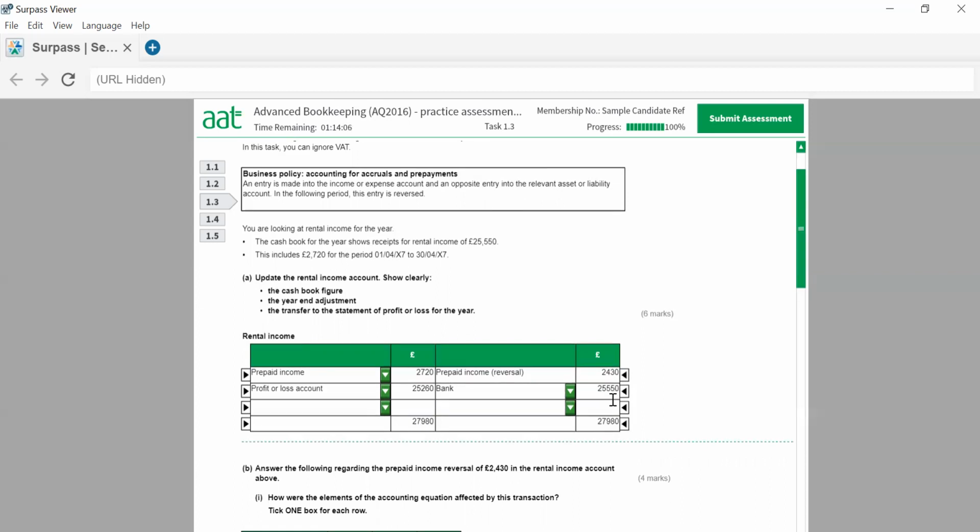We've got the 25,550 that we've received in the bank. But then we had to take off the 2,720. So what we want to know is what was the rental income for the year that goes into the profit and loss account. And that's the balancing figure. What I always tend to do with students is look at the side with the greatest amount, which is obviously this one. So 25,550 plus 2,430, take it across, so 27,980. And this is just the balancing figure, which goes to the P&L.